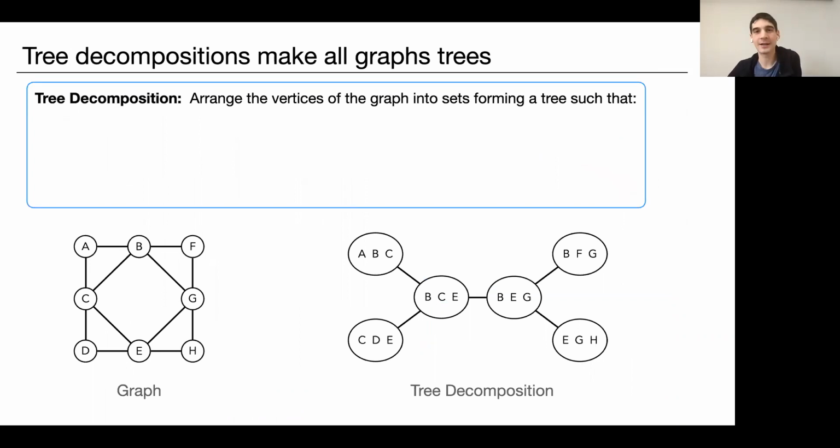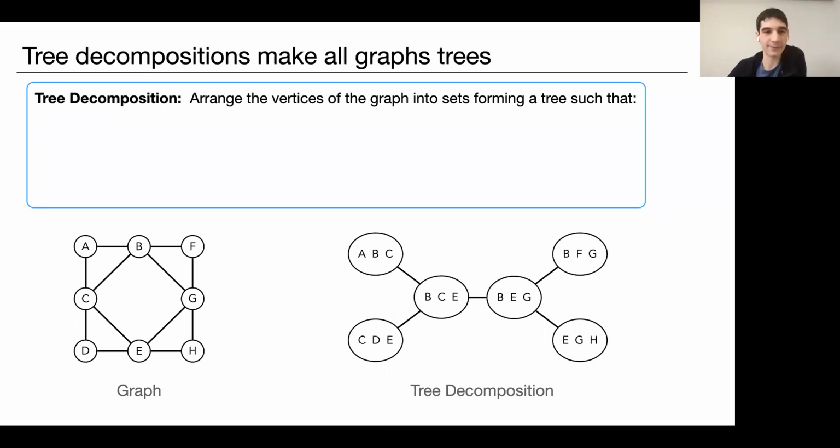So we're going to take our graph and make it into a tree in some way. The way we're going to do this is by a tree decomposition. Basically, we're going to take all of the vertices in the graph and arrange them into sets that form a tree. On the left here, I've drawn some arbitrary graph, and on the right, I've drawn some tree decomposition of that graph.